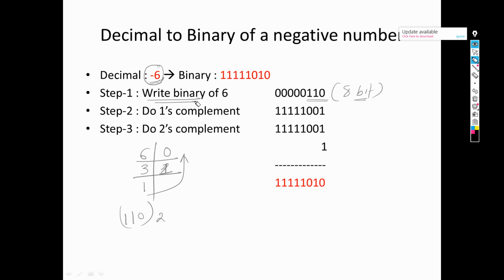Okay. But that is to be represented in 8-bit. Here it is only 3-bit. So I have written 3-bit and the rest 5 bits are considered to be 0.